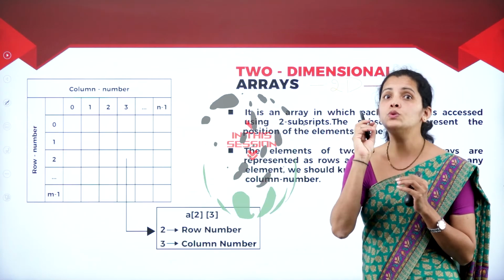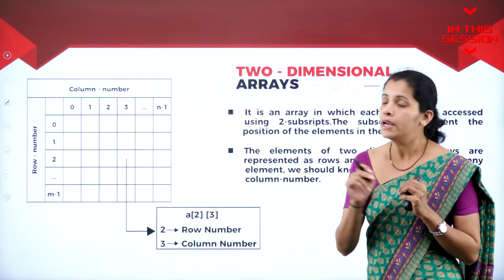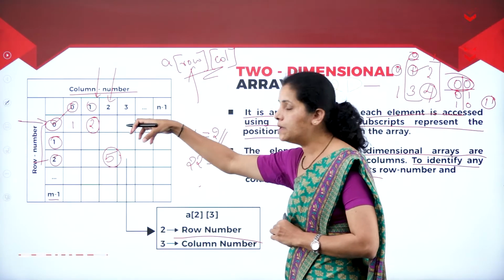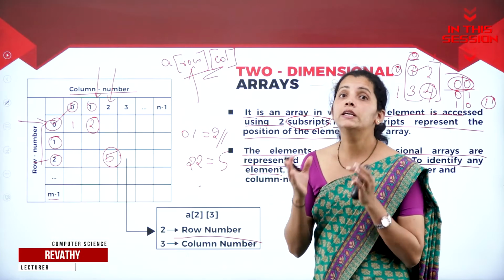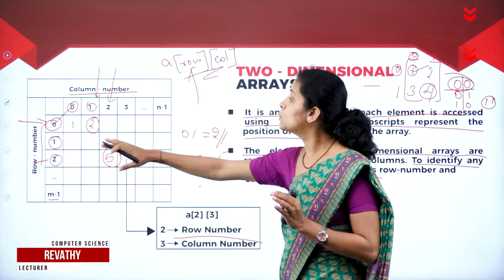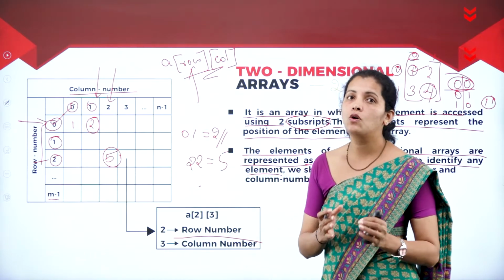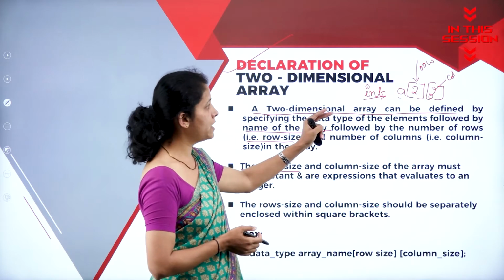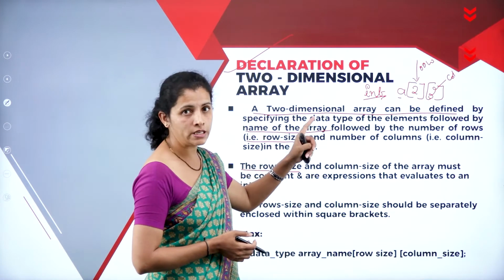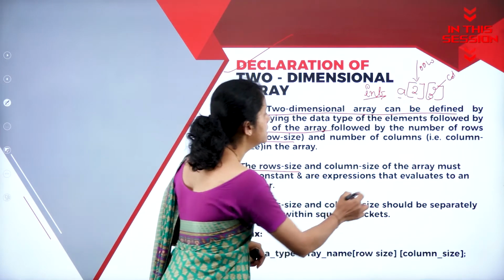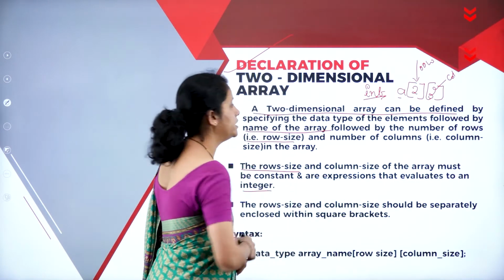D is used to represent the index. If it is 2D, then it's going to have 2 indices. To identify any element which is present in the 2-dimensional array, I must know the row index as well as column index. Whatever the array size I'm going to specify, that must be a constant value, or it can be an expression that evaluates to an integer.